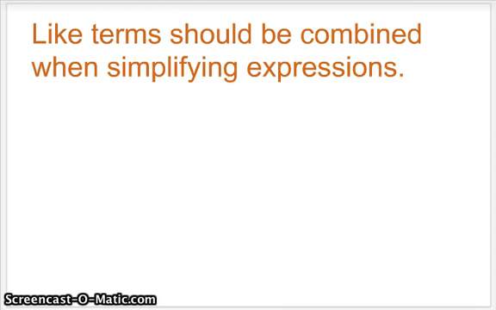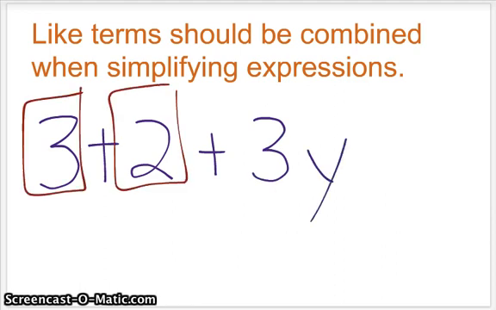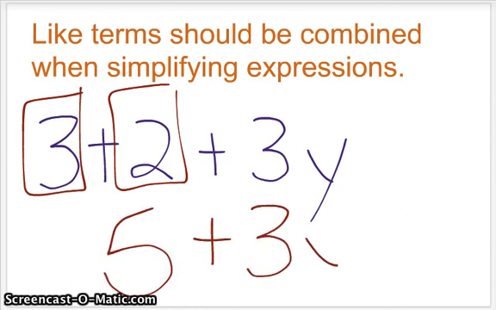When we're simplifying expressions, we need to combine our like terms. And combine just means to make them join together, and it always involves addition. You look at the value of each term and then add them together. Like terms should be combined when simplifying expressions. So for example, if you have the expression 3 plus 2 plus 3y, the like terms here are 3 and 2. And so we need to combine them. 3 plus 2 is 5, and then you bring down the rest of it. This simplifies to 5 plus 3y.